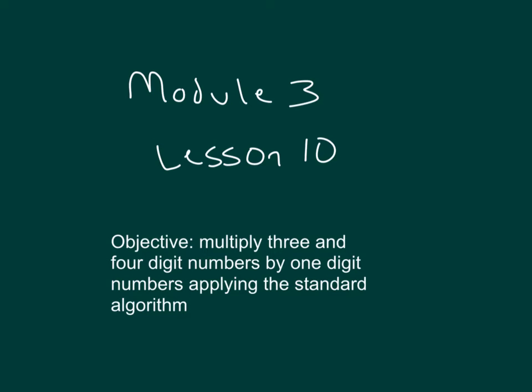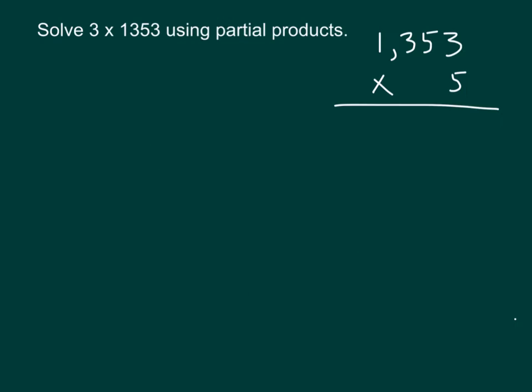The objective within this lesson is to multiply 3 and 4-digit numbers by 1-digit numbers applying the standard algorithm. Here we're asked to solve 5 times 1,353 using partial products.